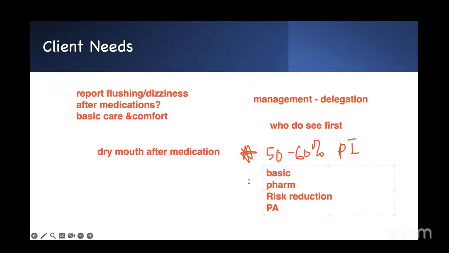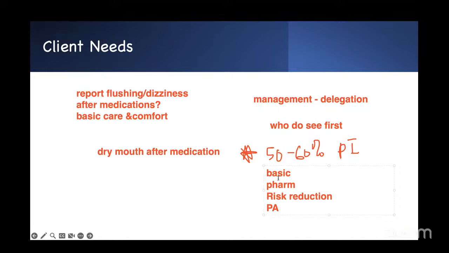I want you to spend more time on this. 50 to 60% of your test is here. If you master that, you're halfway through. And then the rest, you just try to get health promotion and then case study. You'll be fine, right? You'll be fine. Case study, and health promotion, which is maternity and peds, and then infection control.